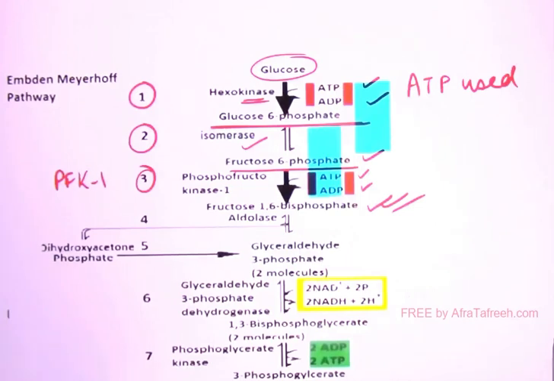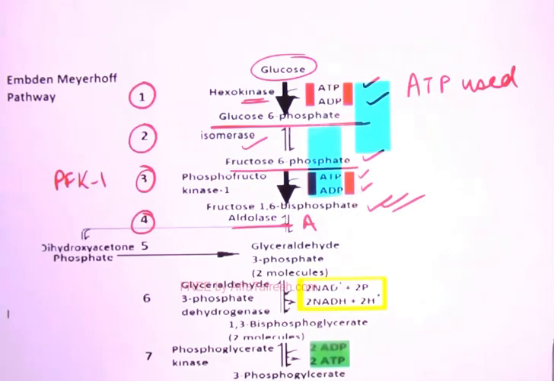Now let's see the fourth step. The fourth step is done by the enzyme aldolase A. Write down A here, aldolase A. Where is aldolase B? Aldolase B we will do later in fructose metabolism, right? Aldolase A is in glycolysis. The substrate for aldolase A is fructose 1,6-bisphosphate, whereas the substrate for aldolase B is fructose 1-phosphate, right? Let's see what aldolase A is doing.